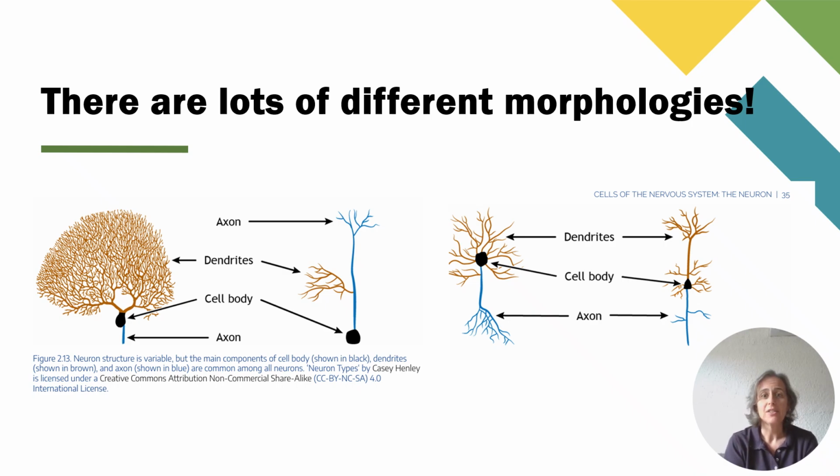Now, there are lots of different morphologies. So we just talked about bipolar versus multipolar. Well, these are some examples of other neuron shapes that we have in the human body. And so we'll learn some of these throughout the course, but just know there's lots of differently shaped neurons. But they all have a cell body or a soma, dendrites, and an axon, right? They're all going to have those structural features.